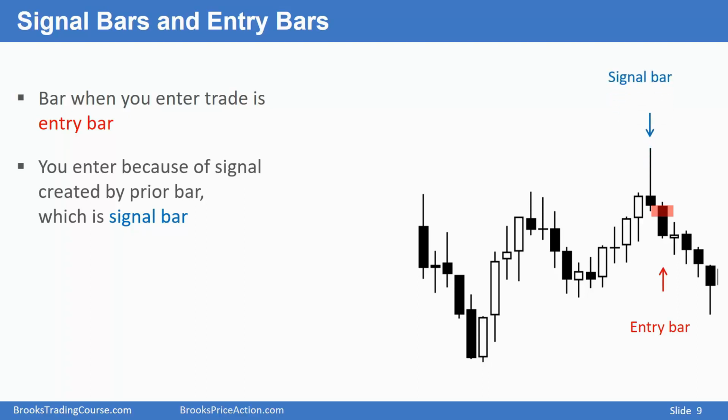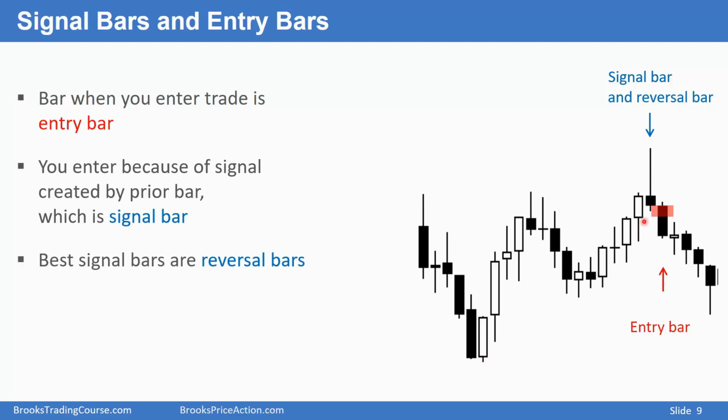The strongest signal bars are bars that look like this. The market was trending up and it reversed down. So the strongest signal bars are reversal bars. And that's true only if the context is good.